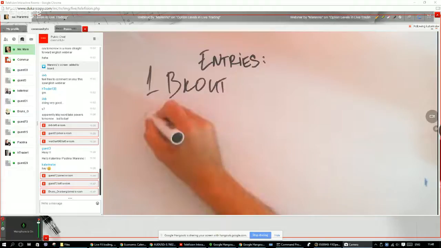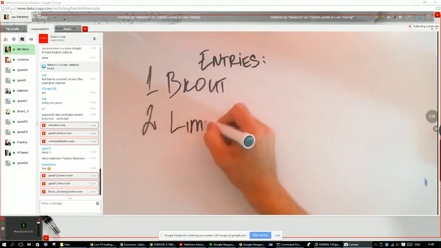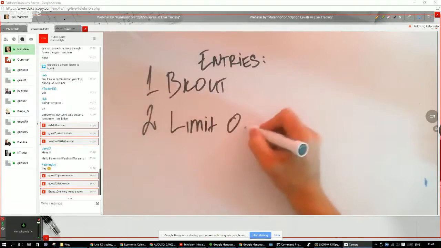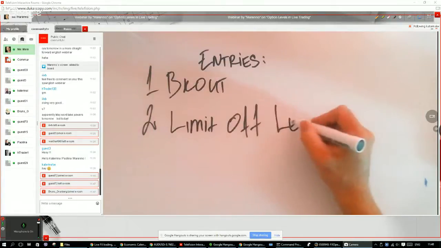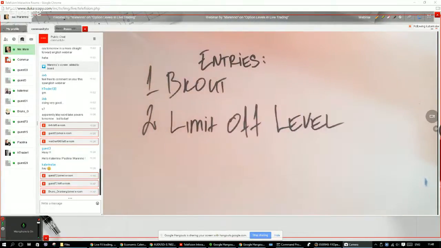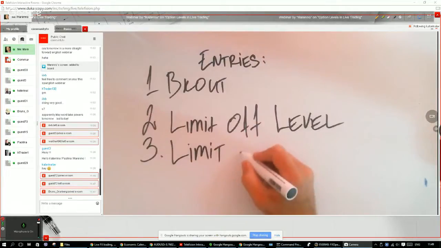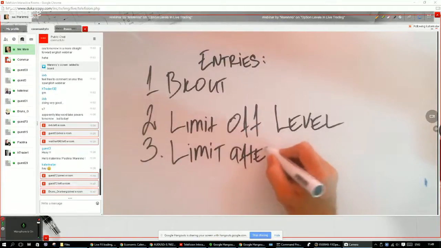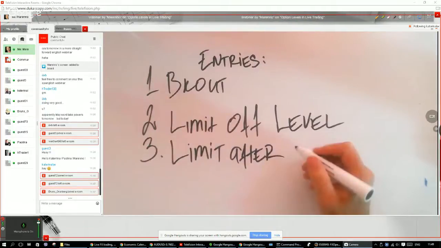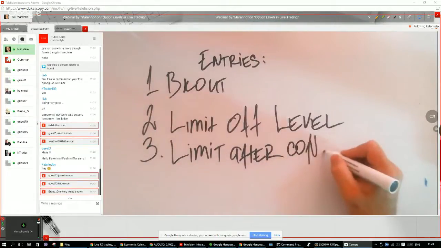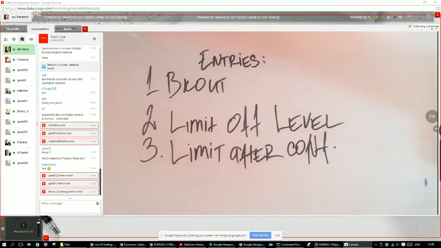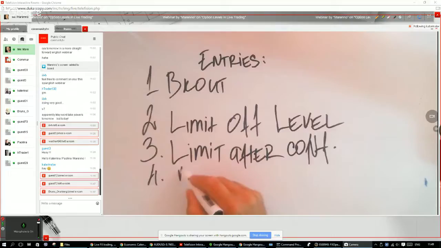Second is a limit order of the level. Then third is limit after confirmation. Sorry. And the fourth is market order after confirmation.